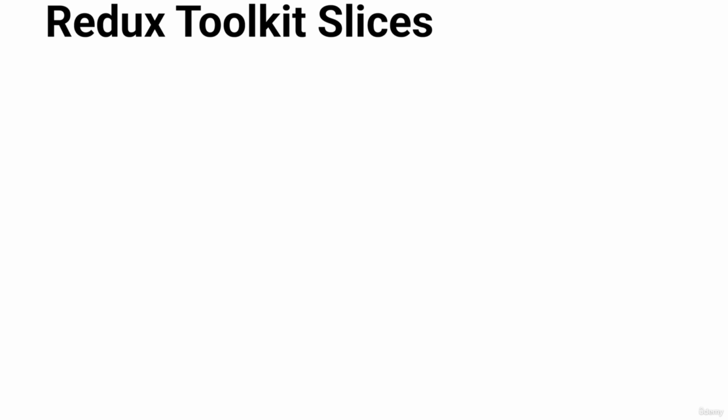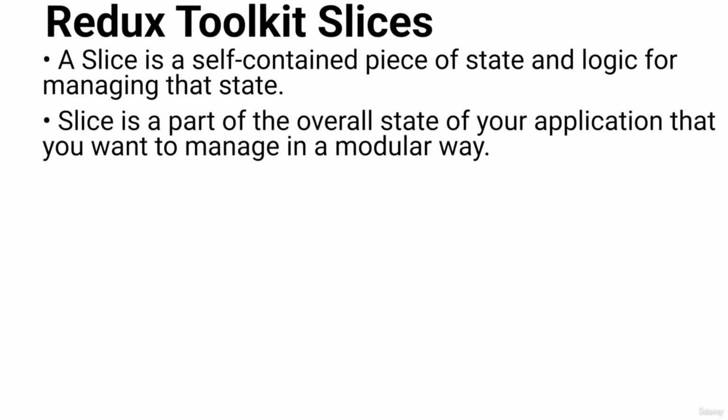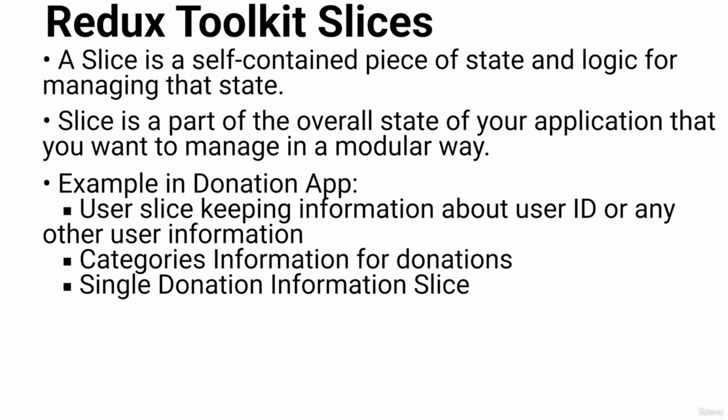Today, we're going to be talking about one of the core concepts in Redux Toolkit called slices. A slice in Redux Toolkit refers to a self-contained piece of state and logic for managing that state. In other words, a slice is a part of the overall state of your application that you want to manage in a modular way. So I do want to provide an example for our donation app.